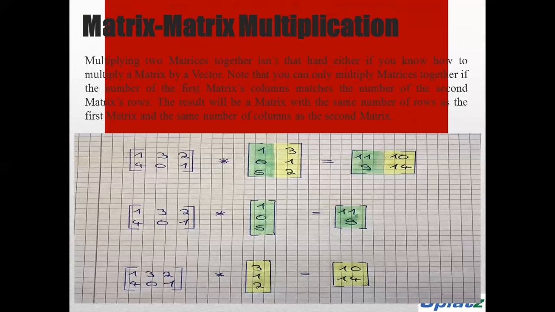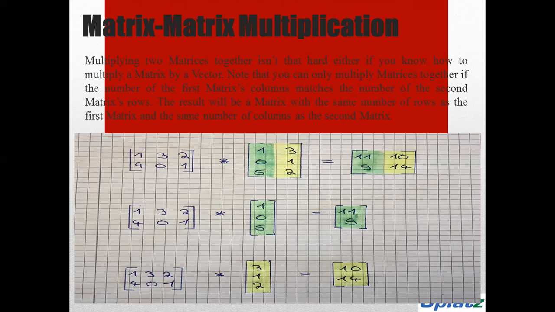So next is matrix multiplication. So what happens in matrix multiplication? Multiplying two matrices together is not that hard either if you know how to multiply a matrix by a vector. We have seen how to multiply a matrix with a vector. So that concept comes to help in this operation, the matrix multiplication.